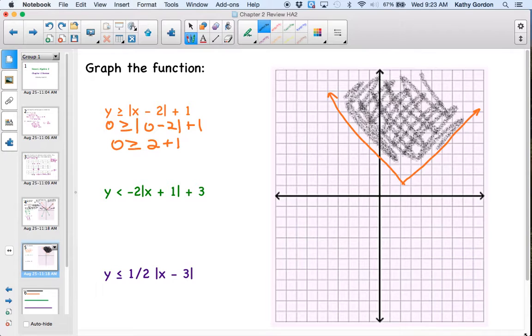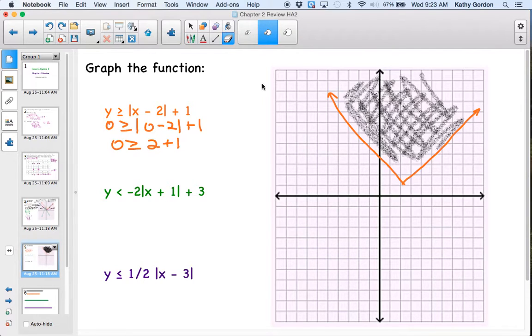Okay, so that's the side I'm going to shade on because the 0, 0 point on the other side of that boundary didn't work. So it's just like the process for lines, it's just that our boundary is now a V shape rather than just a straight line. But the process isn't any different. Okay, make sense? All right, how about our green one?